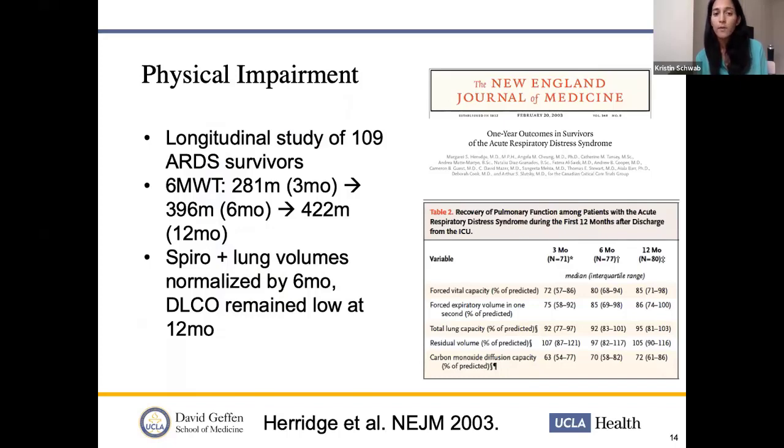And though this did improve over time to 422 meters at 12 months, it still is not within the normal range of what would be expected for people. Table 2 here on the right shows some of the pulmonary function test results.